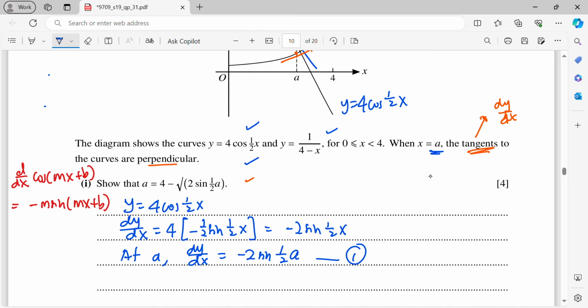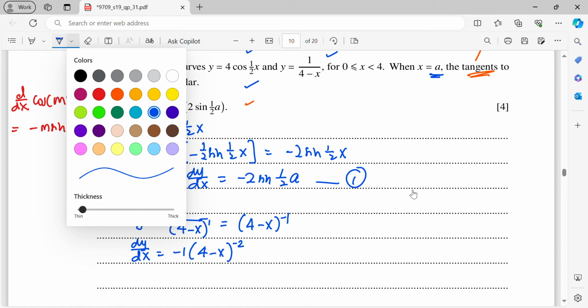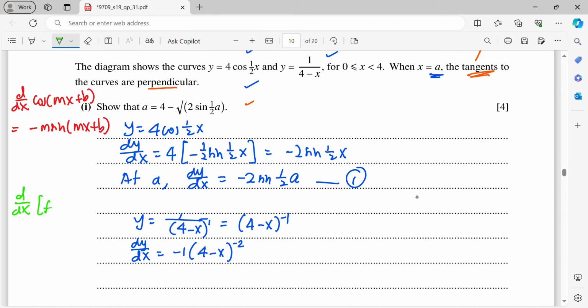And then now, for the second graph, y equals 1 over 4 minus x. Then here is degree 1, so I can move it up. It becomes (4 minus x) to the power of minus 1. That means now my dy over dx, bring down the negative 1, rewrite the whole function, the degree becomes minus 2. Okay, because our formula here, d over dx of f(x) to the power n, this is the power rule that I have mentioned just now. So here will be n f(x) to the power of n minus 1, followed by f prime x. So that's why I'm getting minus 1, and the power becomes minus 2 right now.